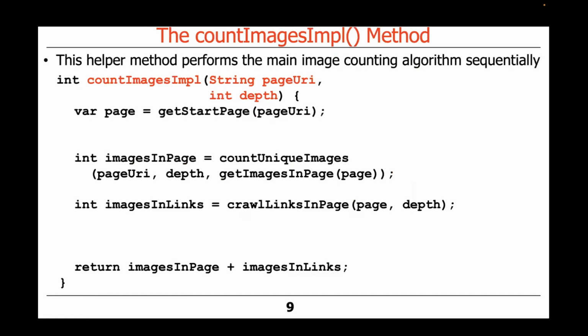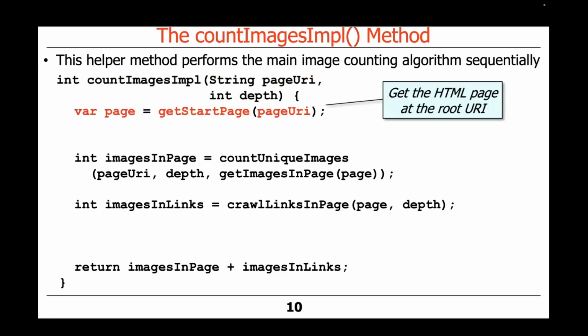This helper method performs the main image counting algorithm sequentially. I have other examples of this image counter that count things concurrently. I have one that uses Java completable futures. I have one that uses Java parallel streams. I also have one that uses Java reactive concurrency models as well. But this one uses a sequential algorithm.